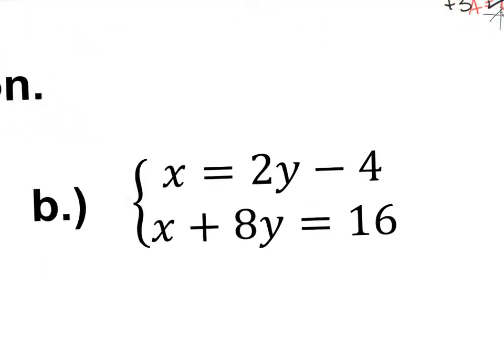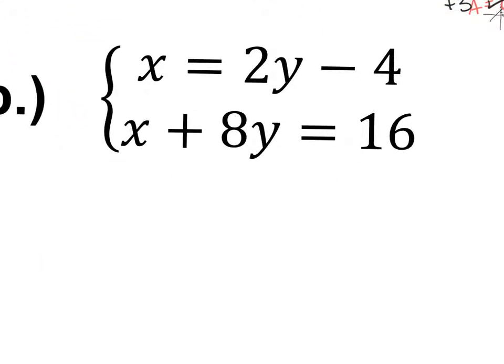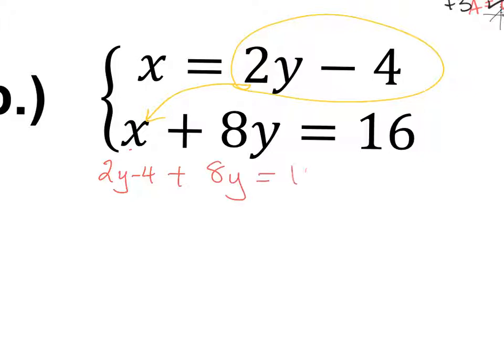Let's look at B. System of equations, because you have 2 of them. In this equation, it's telling you what x is equal to. In this equation, it's telling you that x is added by 8y, and then it gets you 16. Well, if you already know what x is equal to, you just take that x value and plug it in there. So you get 2y minus 4, which is what x is equal to. You don't need to put it in parentheses. Plus 8y is equal to 16.